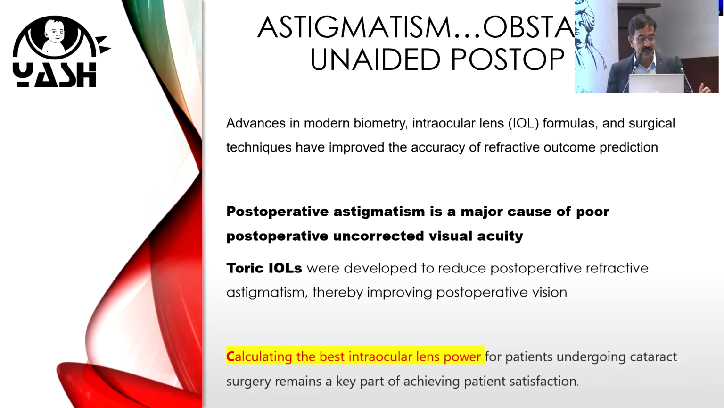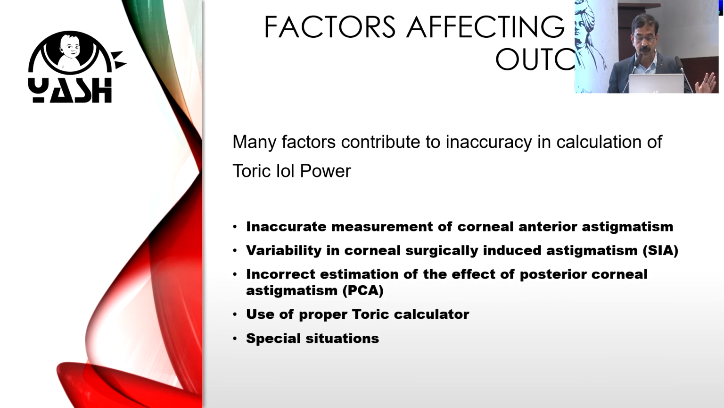Though advances in biometry, intraocular lenses, and surgical techniques have improved our refractive outcomes, post-operative astigmatism is a major cause of poor post-operative uncorrected visual acuity. And so we have toric IOLs to combat that. Calculating the best intraocular lens power for patients undergoing cataract surgery remains a key part of achieving patient satisfaction.